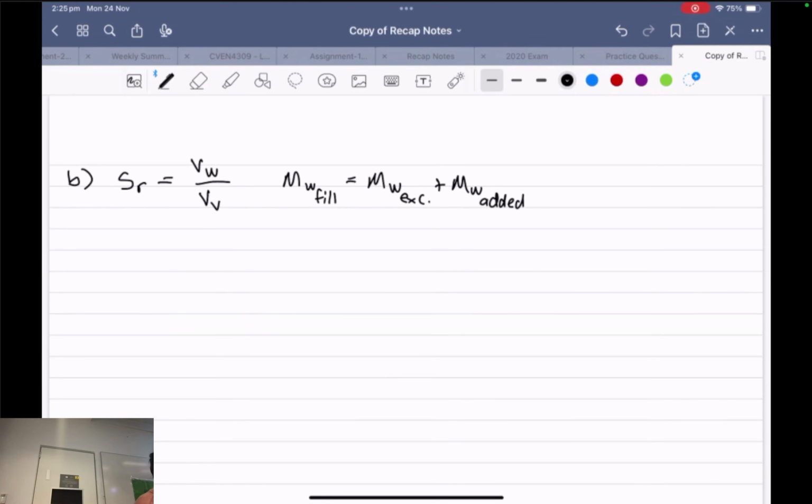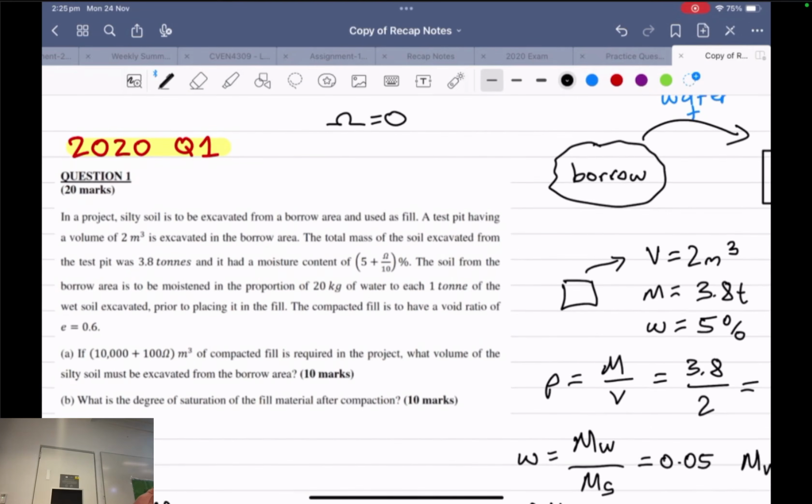right? Because what did they say in the question? They said the soil from the borrow area is being moistened at 20 kilograms per ton of wet soil excavated. So for every ton of soil being excavated from the borrow area, you're adding 20 kilograms of water.